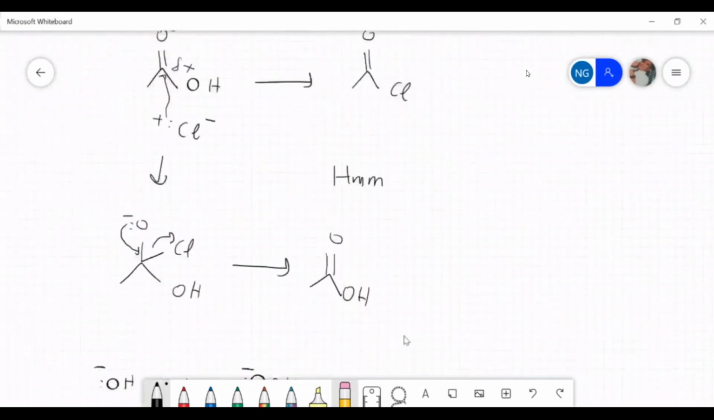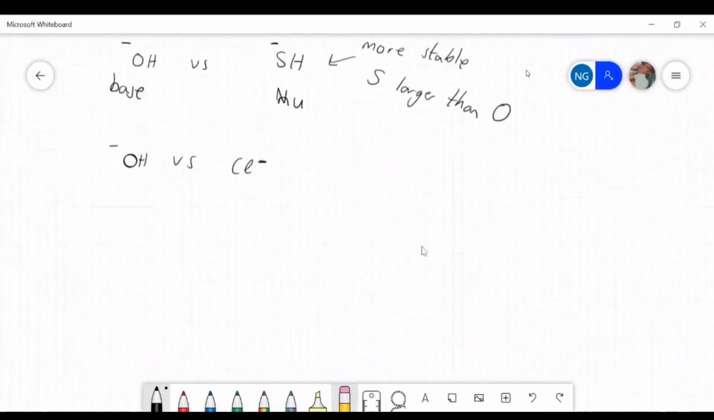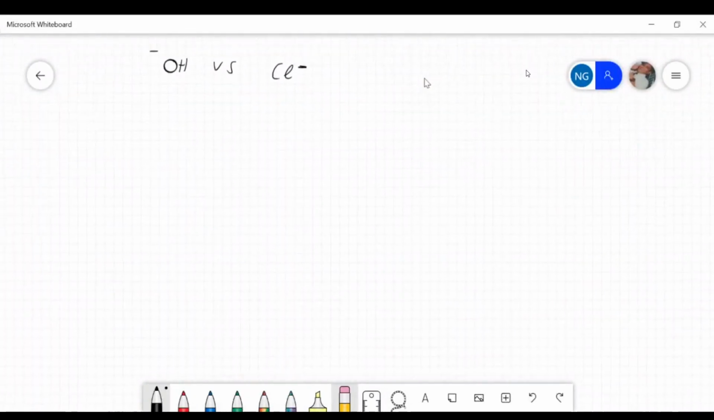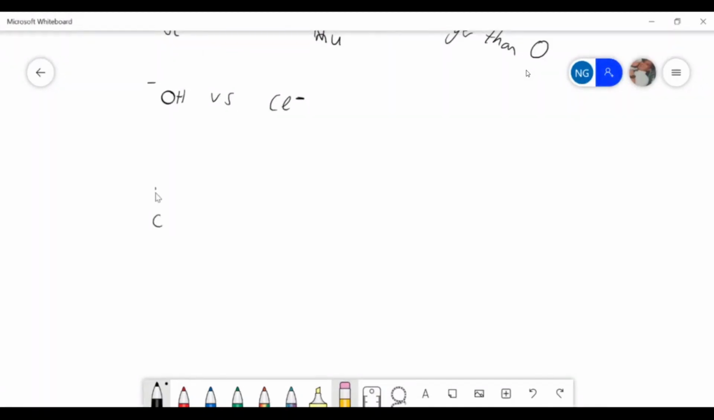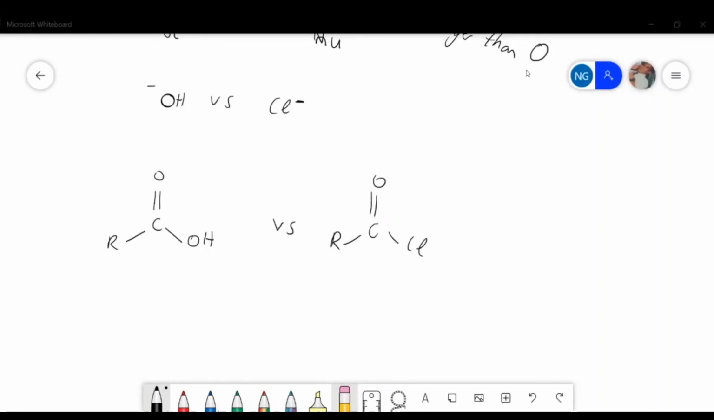Actually, since ADB mentioned the positive charge thing, let's go back to that for a bit. So let's say I have this thing over here versus this thing over here. Which carbon will have the higher partial positive charge between these two compounds?